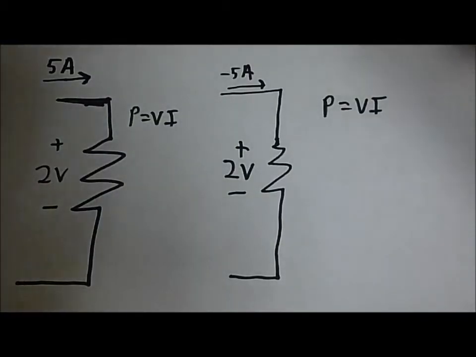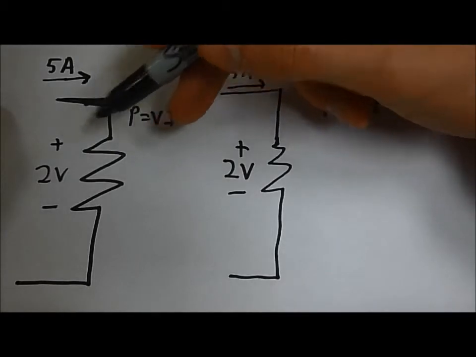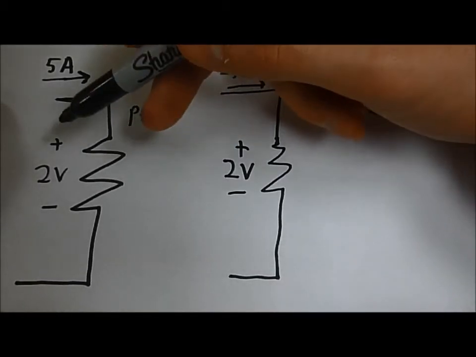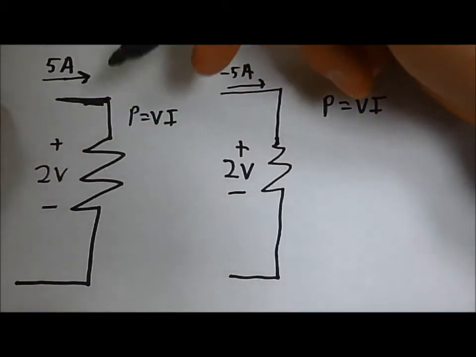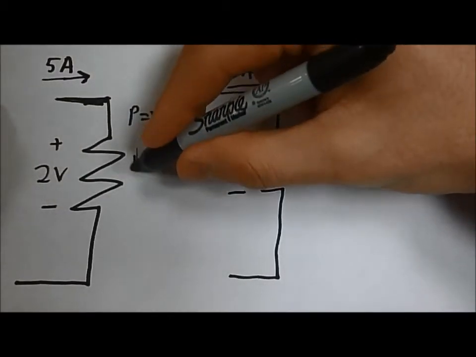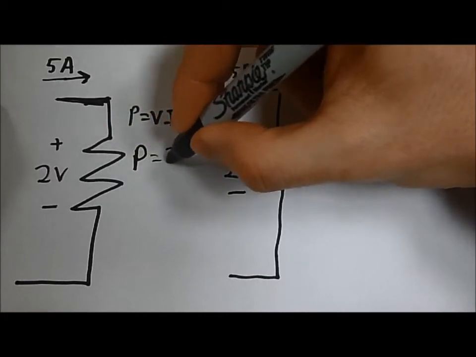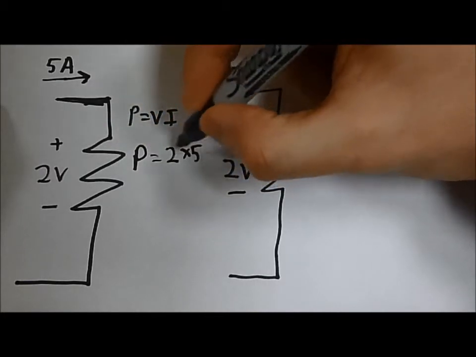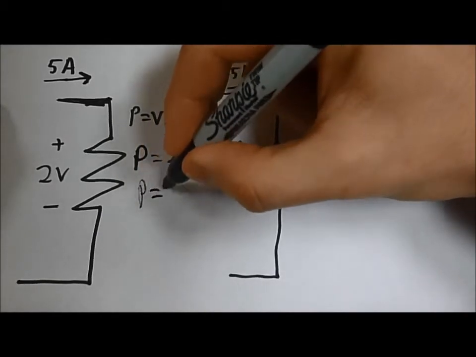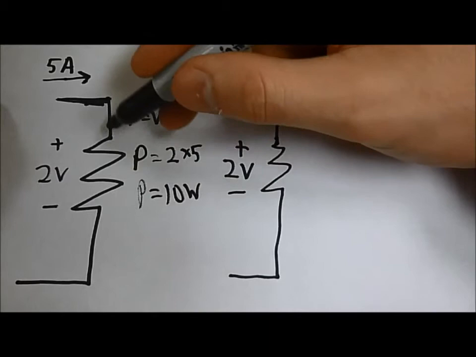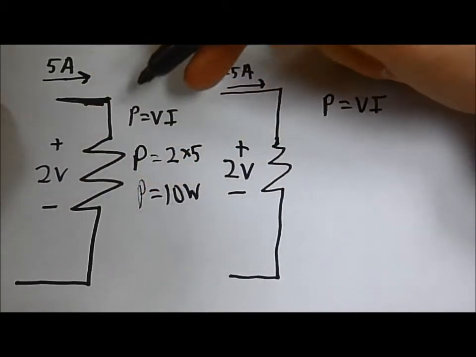Now we will do some simple power calculations, where in this circuit element, 5 amps is entering into the positive terminal of a resistor, and this resistor is dropping 2 volts. That means that this circuit element's power is equal to 2 volts times 5 amps, so the power is equal to 10 watts. And it is a positive number, which means 10 watts is being absorbed in this resistor.